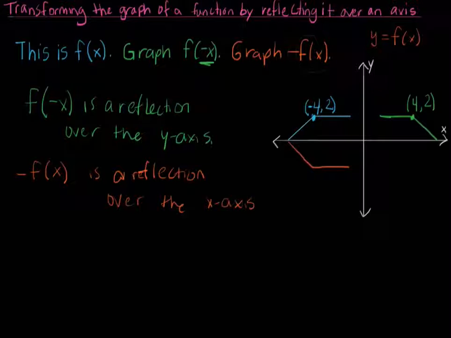When we graph the function y equals negative f of x, it would change the y value only. So it would change it to be negative 4, negative 2, changing only the y value to be its opposite, but leaving the x value alone. So that is how you transform the graph of a function by reflecting it over an axis.